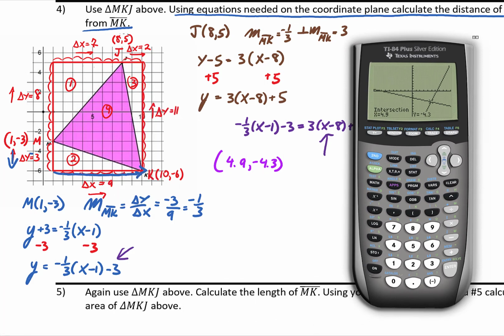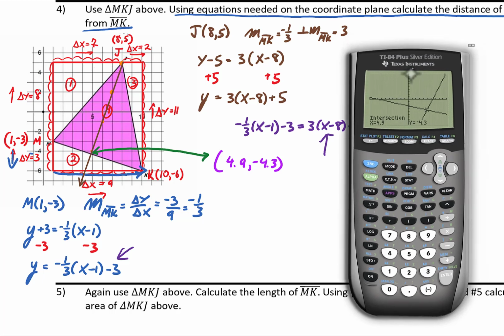So if I were to graph the altitude, right, it would start at J, and have a slope going this way. And now I know exactly where this point is. This point right here is 4.9, comma, negative 4.3.